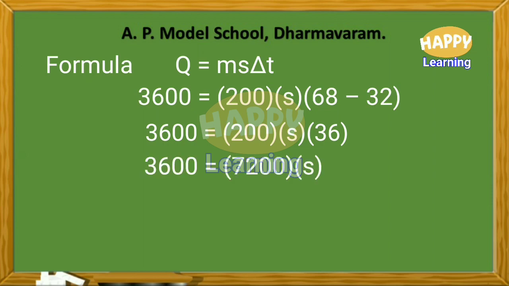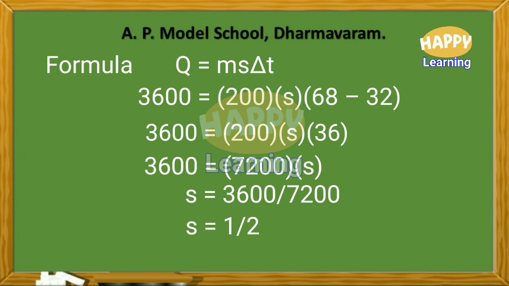Then on further simplification, 3600 is equal to 7200 into S. Then S is equal to 3600 by 7200. Then S is equal to 1 by 2. Or in other words, S is equal to 0.5.